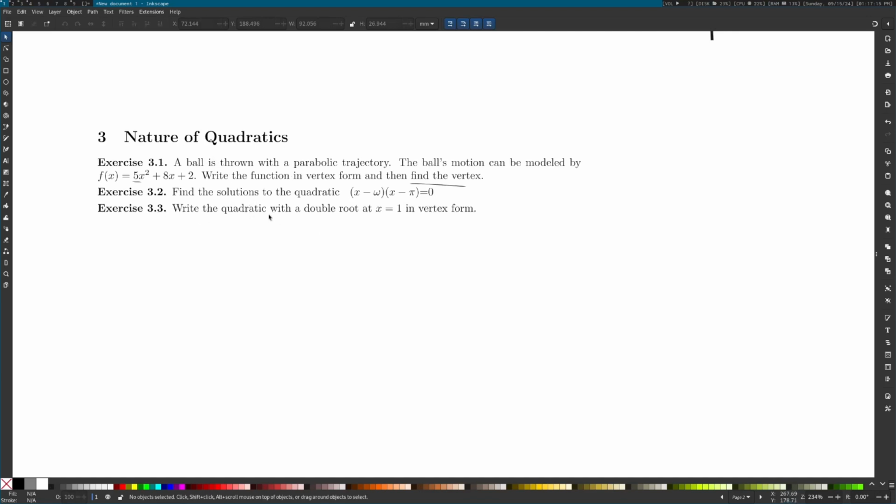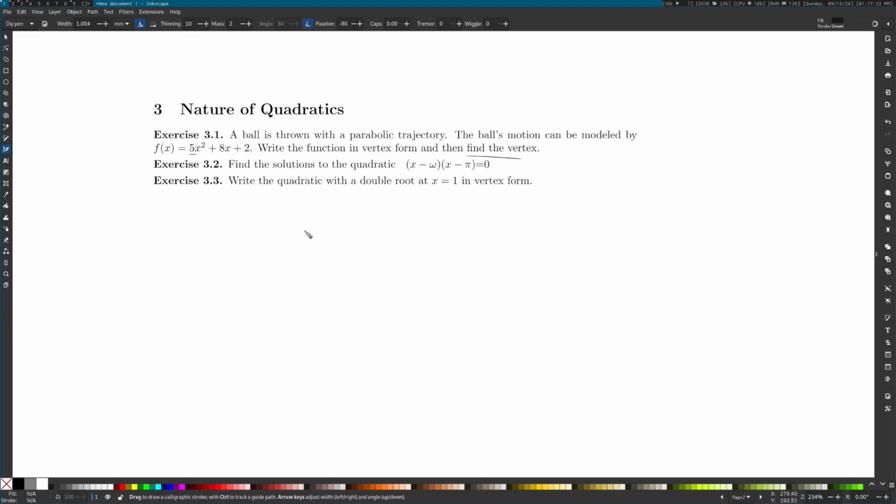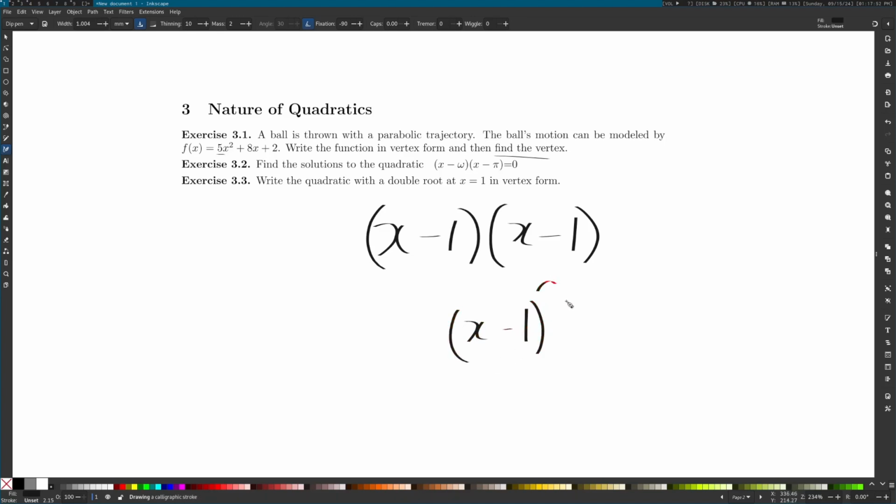Okay, write the quadratic with a double root at x equals 1 in vertex form. So do you guys know how to write quadratics given their solutions? We would use intercept form. Yep, intercept form, or alternatively factored form. So we would write x minus 1 is one of our solutions, and x minus 1 is our other solution.